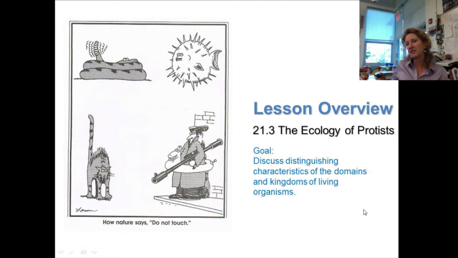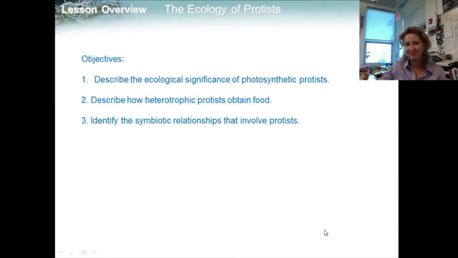I particularly like this Far Side. It says, how nature says, do not touch. Yeah, the crazy man. Anyhow, I'm not going to say anything.